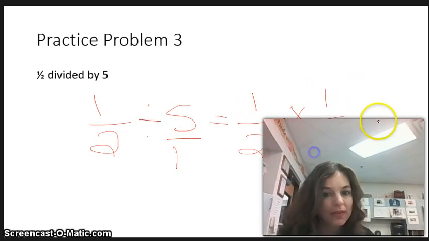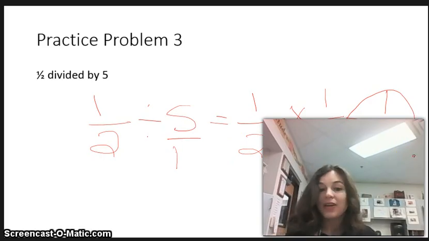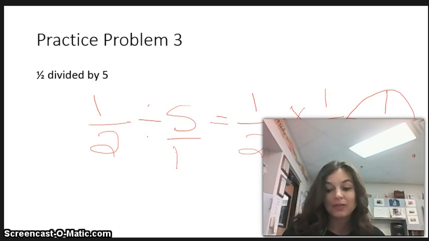1/5. Now we'll multiply across the top. 1 times 1 is 1, and multiply across the bottom. 2 times 5 is 10. And our answer is 1/10. Is that what you got? If so, great. If not, make your corrections. And let's move on to the challenge problem.